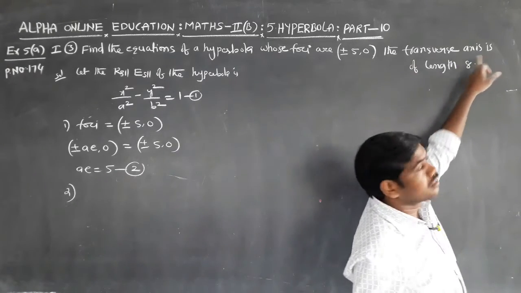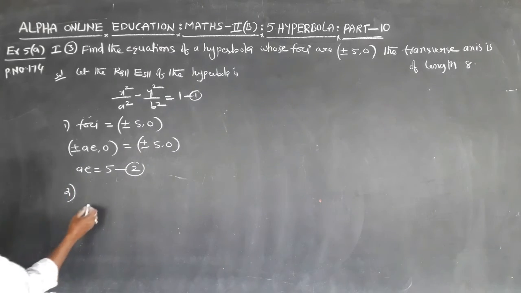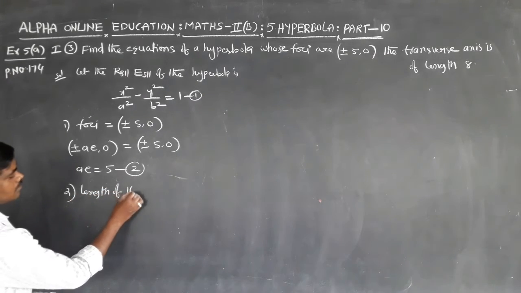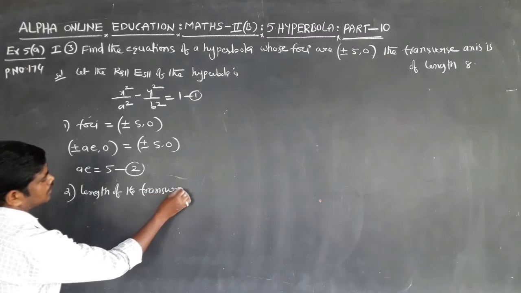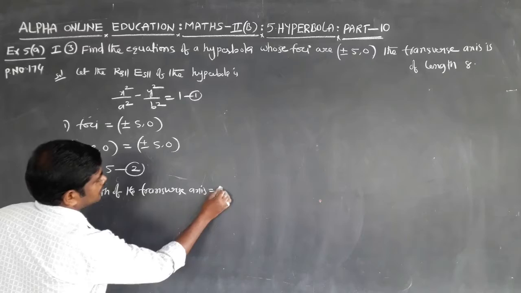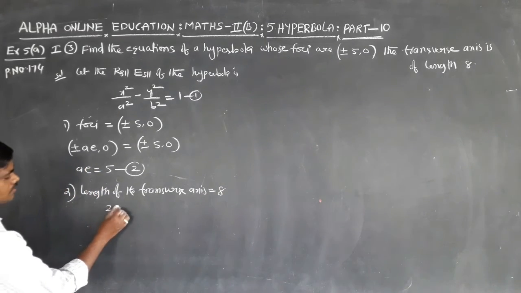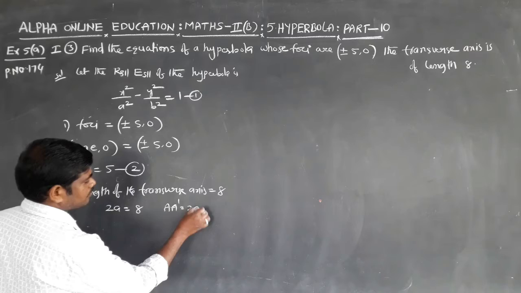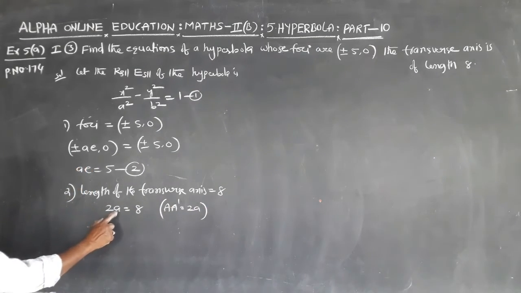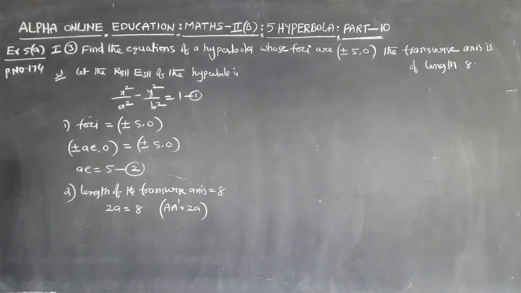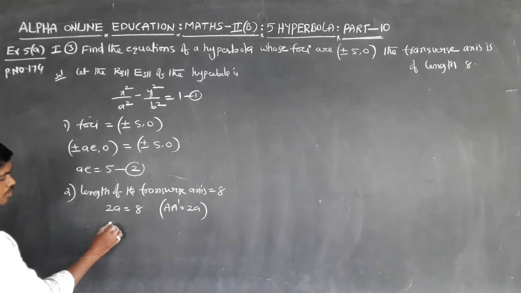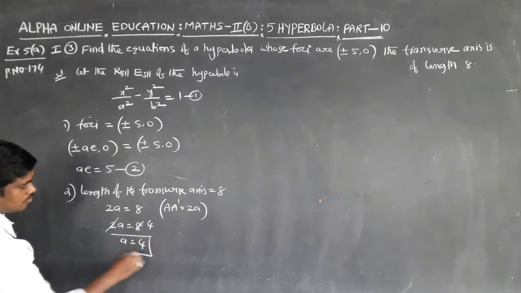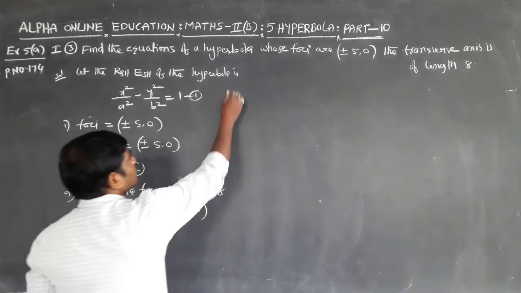Next, the length of the transverse axis is 8. The length of the transverse axis of a hyperbola is 2a, so 2a = 8. Two fours are eight, so a = 4.